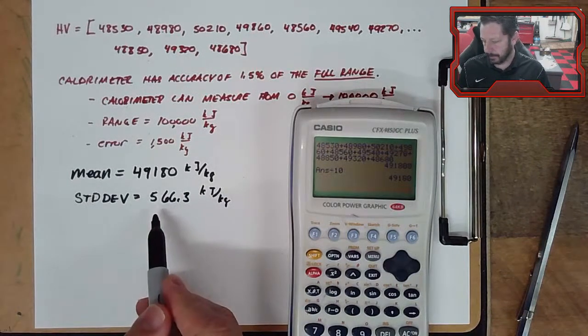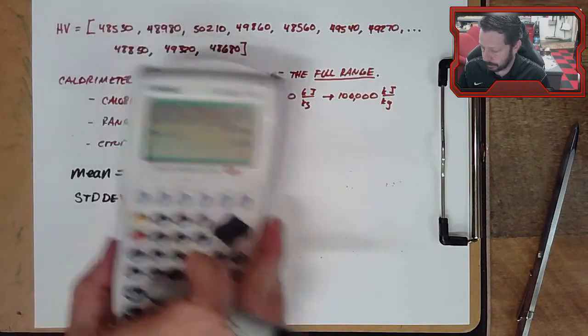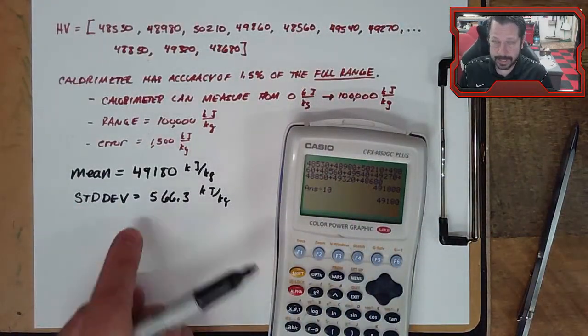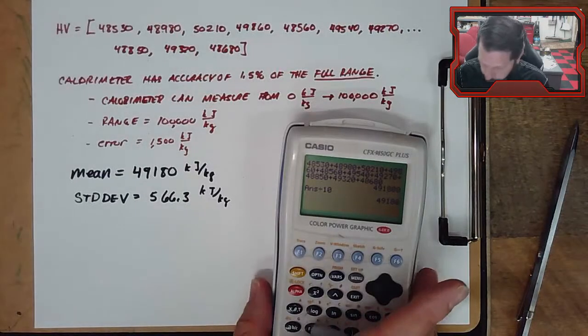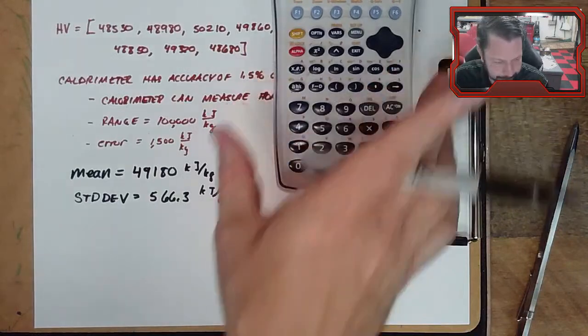Most calculators actually have statistics functions built in where you can build the list and then tell it to calculate the mean and standard deviation of the list. I didn't even bother to check on this calculator how to do that.